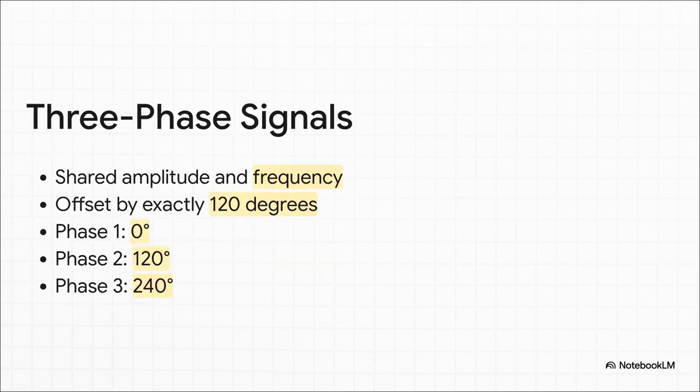Sometimes, though, we actually do want to generate overlapping complex signals on the same graph, like when we're modeling a three-phase sinusoidal signal. This specific concept is absolutely crucial in modern electrical power distribution and telecommunication engineering. It's how the power grid works. The math dictates that these three signals share the exact same amplitude and the exact same frequency, but they are mathematically offset by exactly 120 degrees from one another. So phase 1 starts right at 0 degrees. Phase 2 starts offset at 120 degrees, and Phase 3 starts offset at 240 degrees.